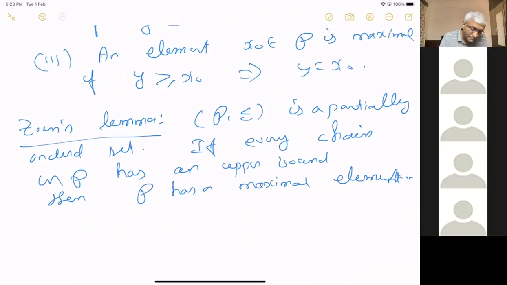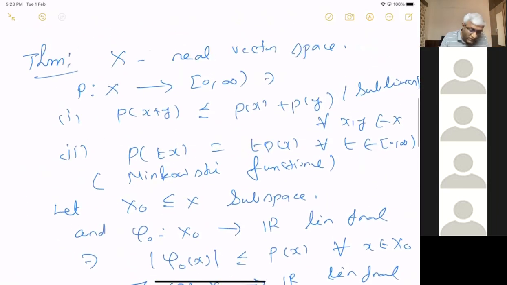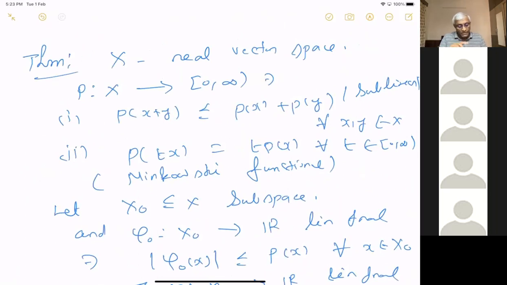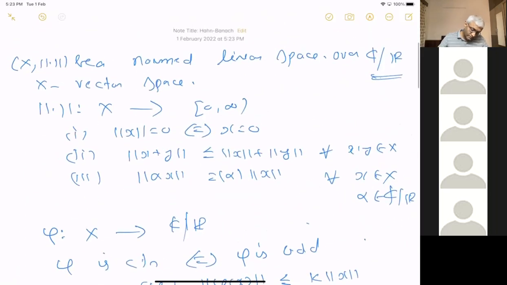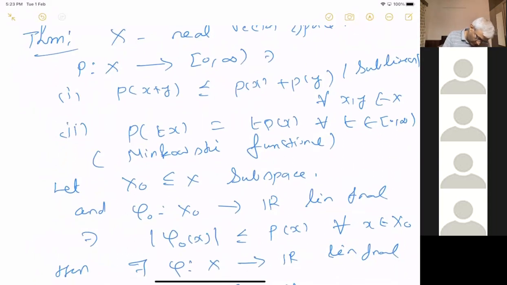So this is the statement of Zorn's lemma, and using this Zorn's lemma, we want to prove the Hahn-Banach theorem. This is proved by Hahn and Banach.